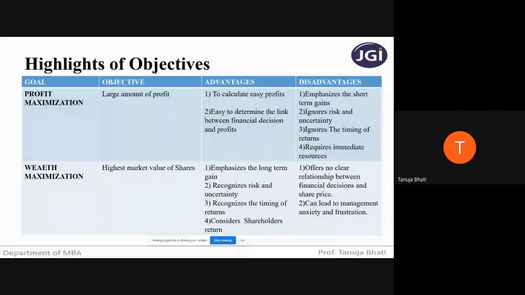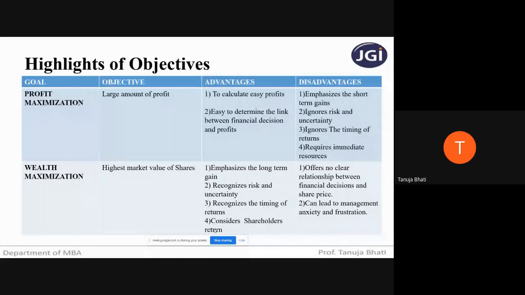It emphasizes the long-term gain. This is not short-term. When the motive of the financial manager is to build the goodwill of the company, it is always a company which is ethical, which is working on the market value. Always it is going to have a long-term gain. So emphasis is on the long-term gain, it recognizes risk and uncertainty, recognizes the timing of returns, and considers shareholders' returns. So it is totally opposite to profit maximization.